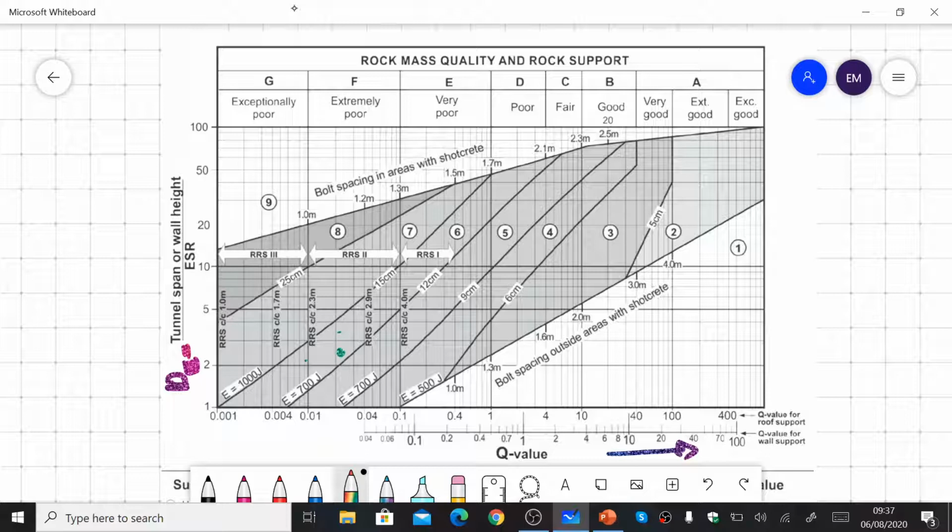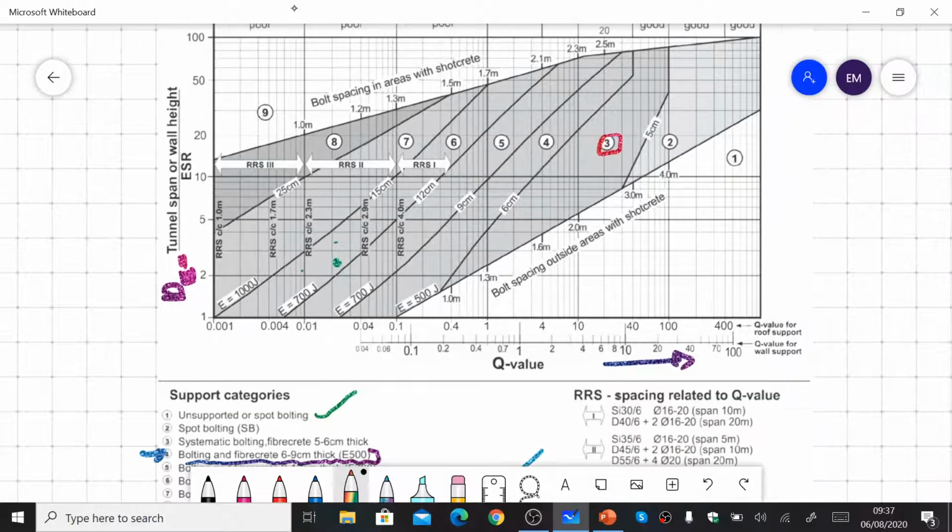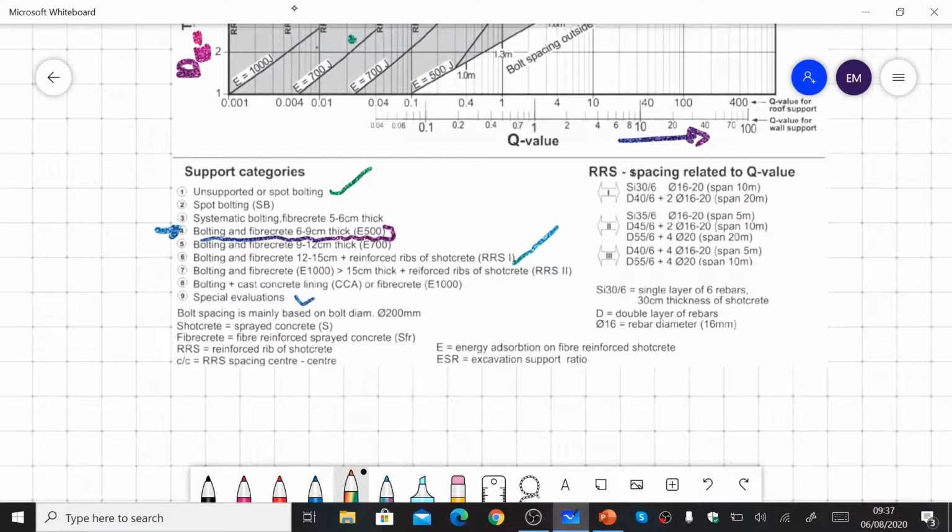For example, if your zone is coming to be 3, then you go down and look at what the value is. So for a value of 3, we need to use systematic bolting with fiber concrete, 5 to 6 centimeter thick. So this is how it will work: you simply have to look at the DE value and then the value of Q, and then eventually you will find out the type of support required. So we will do one example now.